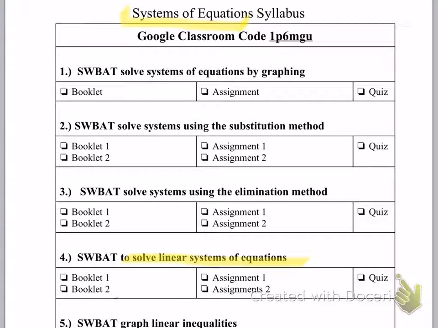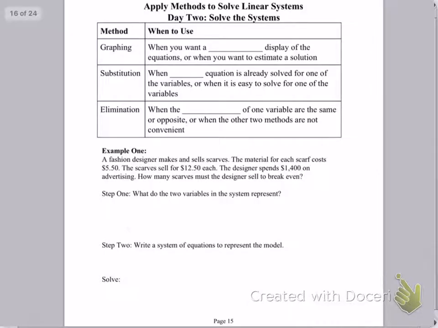Hello, Algebra 1. We're going to tackle our day 2 of word problems. So let's go ahead and flip to page 15. We're going to focus on this chart first. It's pretty much telling you, if you're given this scenario, what method should you use to solve it?